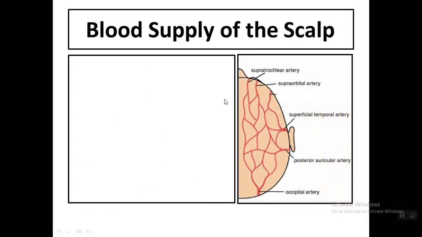What is the blood supply of the scalp? As we said before, it has a rich blood supply. It is supplied by branches.